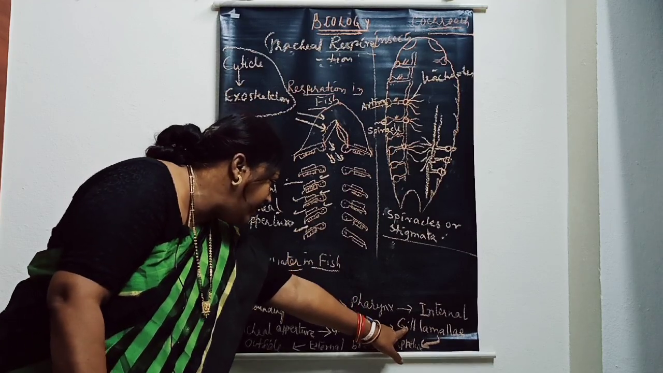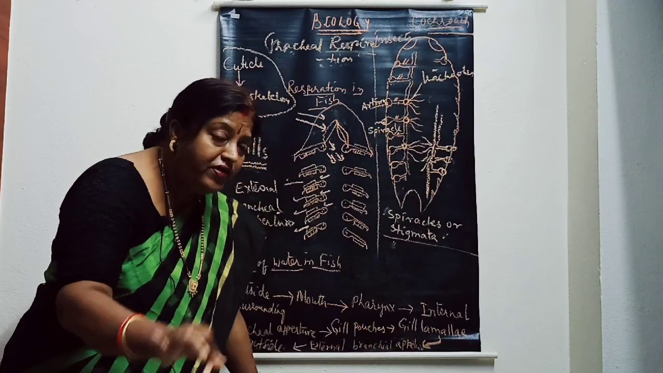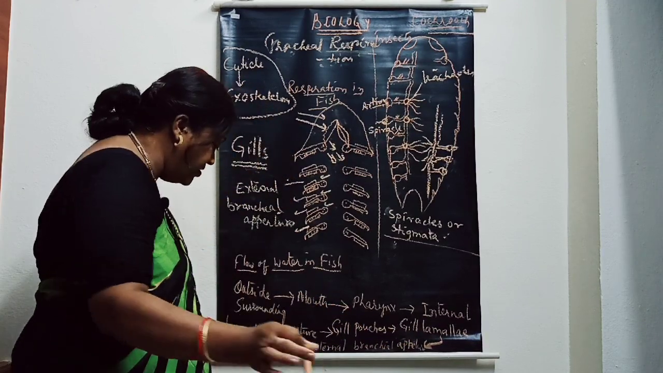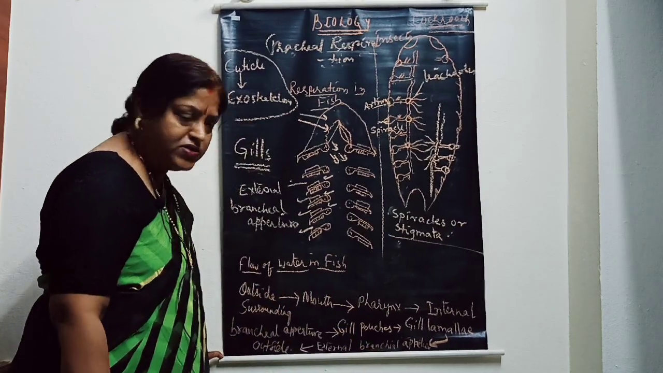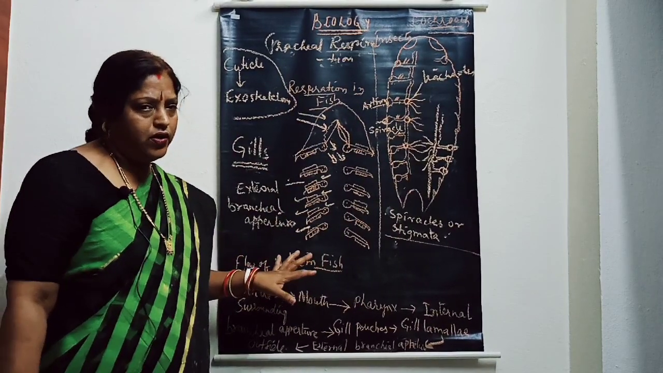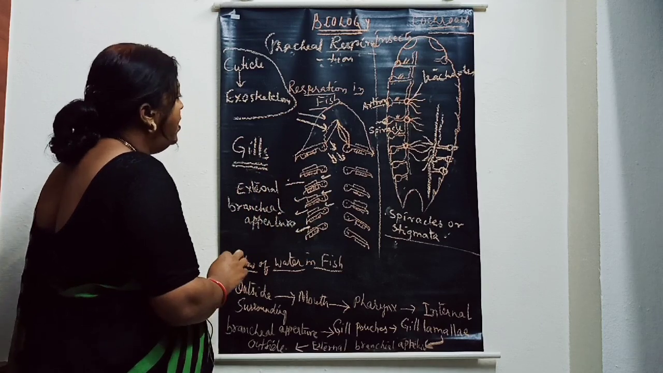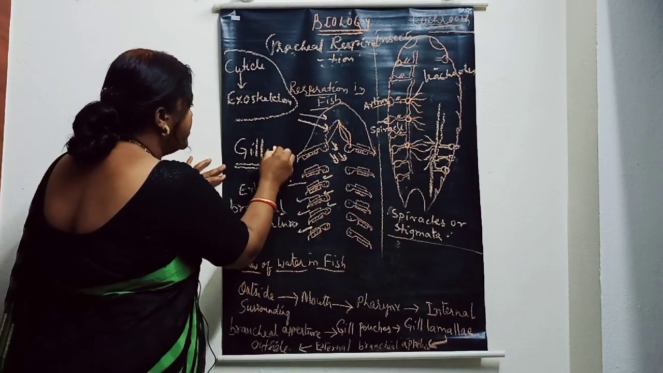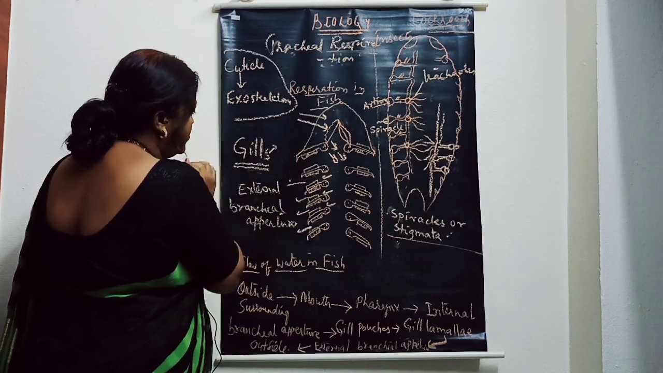Okay, and then from the gill pouches again water filled with carbon dioxide enters into the surroundings through the external branchial aperture. Understood? So this is how respiration takes place in aquatic organisms. In Latin, gills are also called branchia. So this is called branchial respiration.